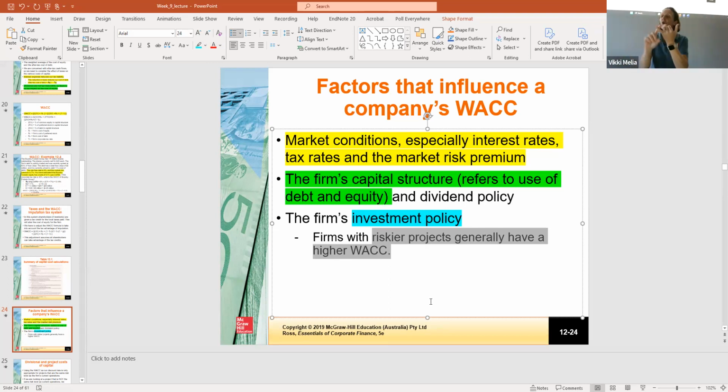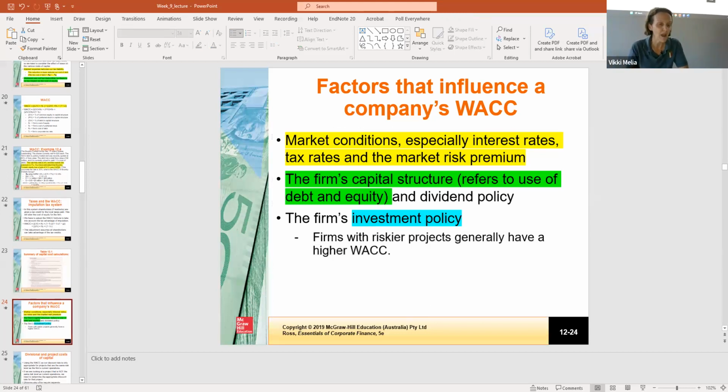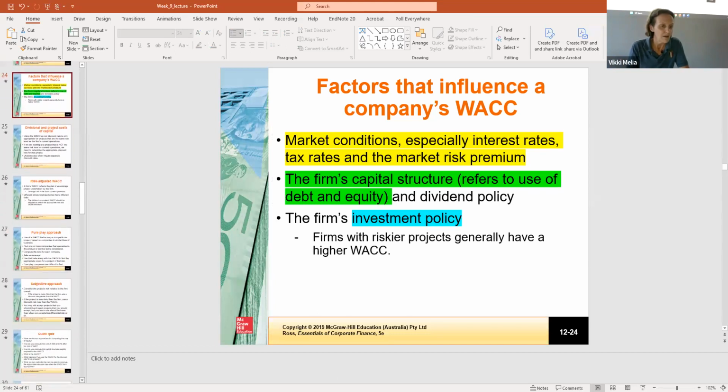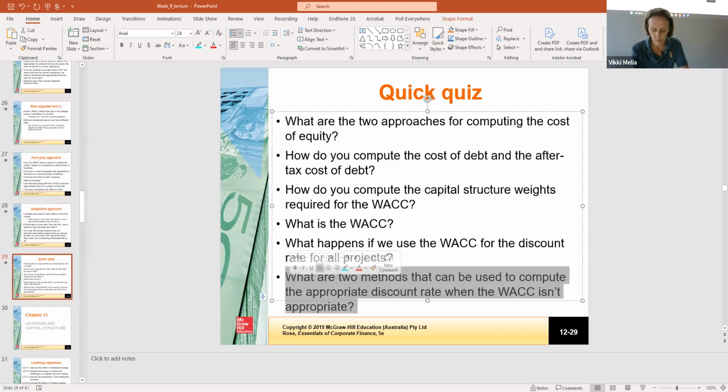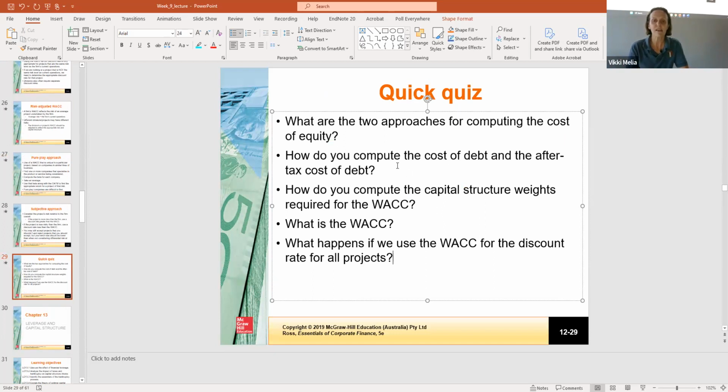So we've looked at cost of ordinary shares, cost of preference shares, cost of debt. Remember, cost of debt is after tax. And we've brought that together with the weighted average cost of capital. I think there's some questions. We'll have a look at the questions. We won't answer that one, but we'll have a look at these.